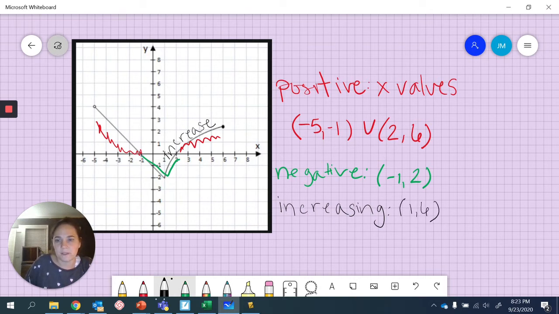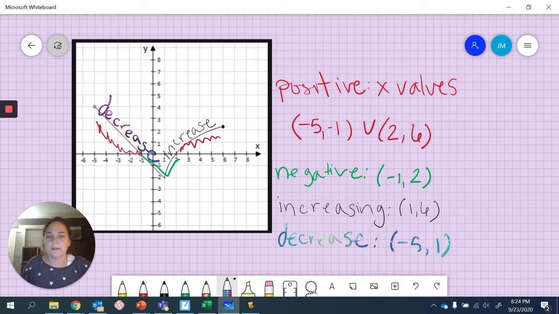And then decreasing, let's use a galaxy pen. What does that mean? Ooh, that's fun. Decreasing is where from left to right your graph is going down, where the y values are getting smaller. So that is going to be negative.